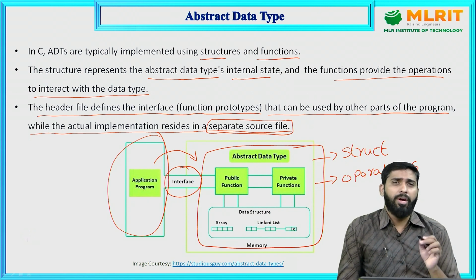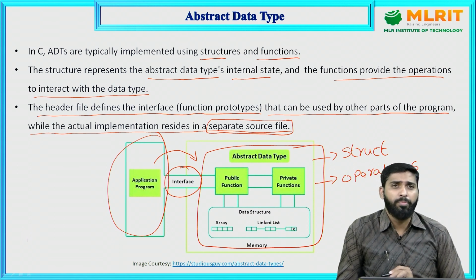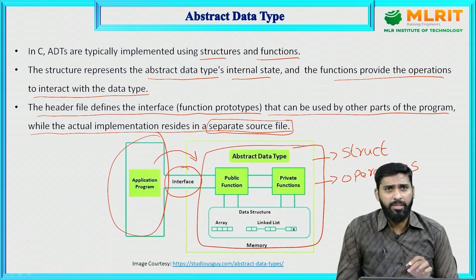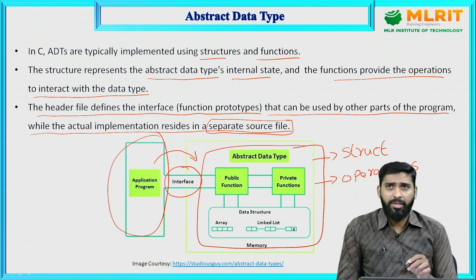Now if you observe that #include <stdio.h>, this stdio.h is a header file. So that is the interface we are going to use for the functions in the standard input output header file. Similarly, if you write one program, that is the application program. In this program you are going to access one abstract data type using the interface, that is, what we call a header file. Now you understand the third point.